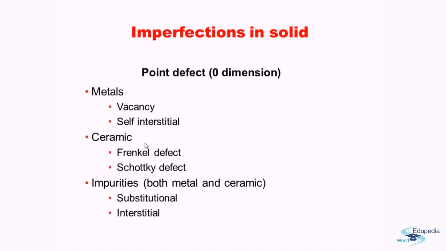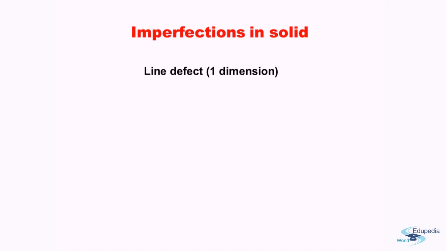Now that we have an idea about the point defects, we'll see all of them in detail, and their importance and significance, and how they affect the properties of a solid, in coming lectures. Next, let us see line defects. Line defect, as the name suggests, line is one dimension. So line defects are basically one-dimensional defects.